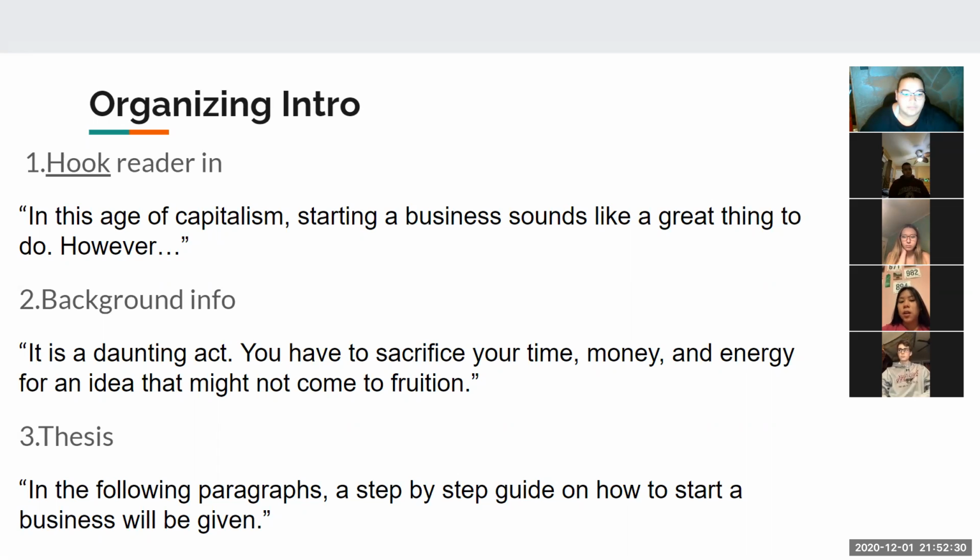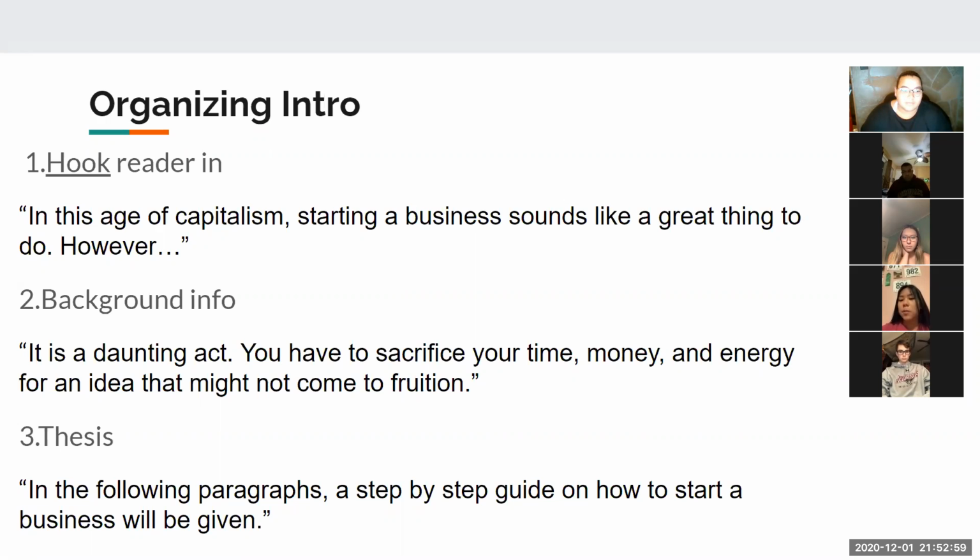2. Background information. Then the writer goes on and includes the background information to help readers understand their topic more. The author states, "It is a daunting act. You have to sacrifice your time, money, and energy for an idea that might not come to fruition." He is furthering his point that starting a business is not easy, and including reasons why.